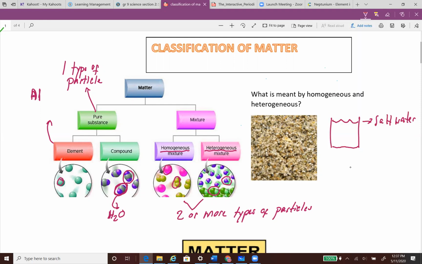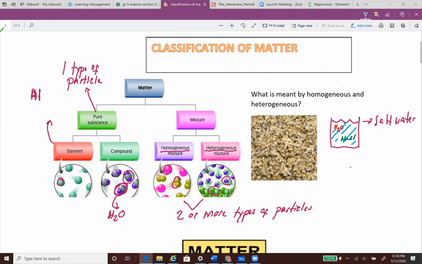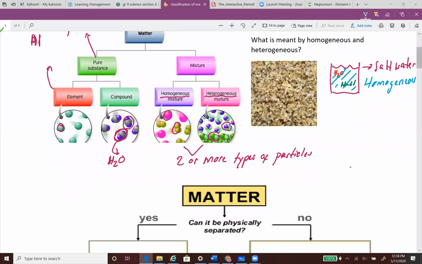It's definitely made up of water, so it's going to be made up of water particles. But it's also going to be made up of salt particles. Two different types of particles. But when you look at a glass of salt water, you only see one thing. It looks the same, right? Every little section of this glass would look exactly the same, right? That would mean it's homogeneous. So when something is homogeneous, it means it looks the same everywhere.